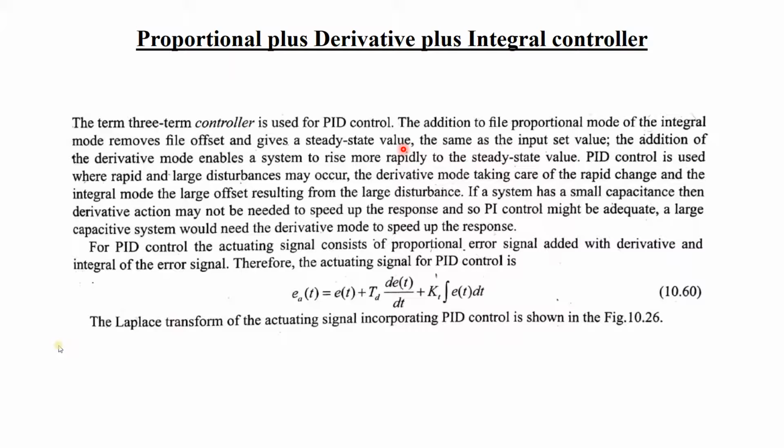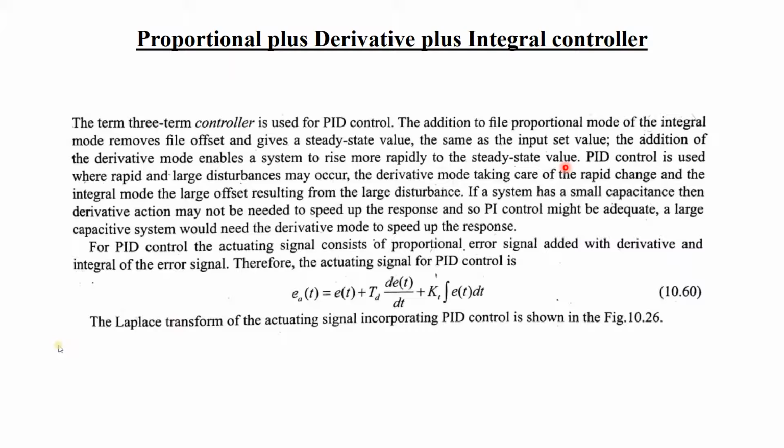So the P controller will create a huge overshoot, D will try to minimize the overshoot, and I will stabilize it totally or make the error 0. So the integral controller removes the offset, that means the difference between input and output, the steady state error, and gives the steady state value, the same as the input set value. The addition of the derivative mode allows the system to rise more rapidly to the steady state value.